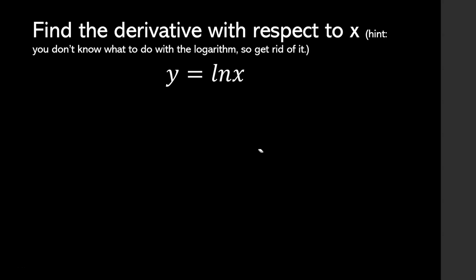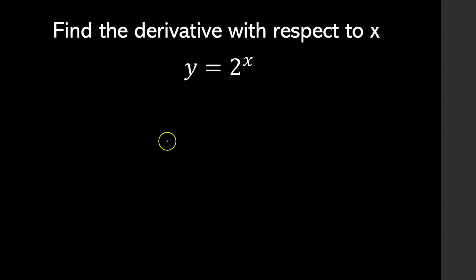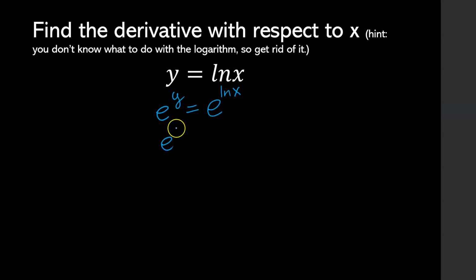So how do I get rid of natural log of x? The natural log operation is the inverse operation of e to a power. So I can rewrite both sides of my equation as exponents to the base e, which would mean e to the power y is simply equal to x.